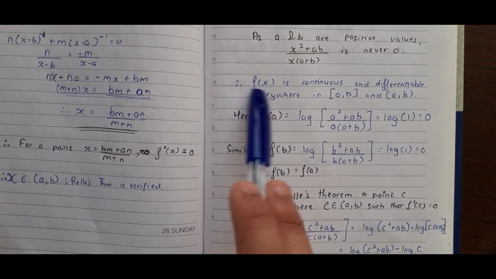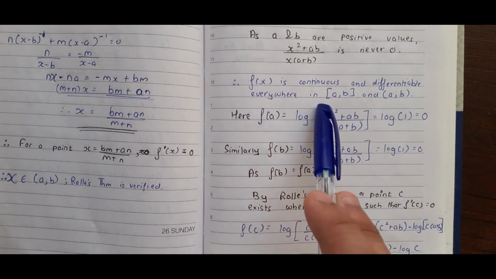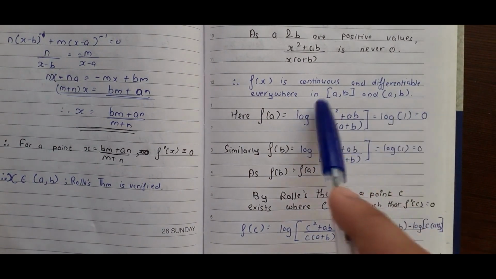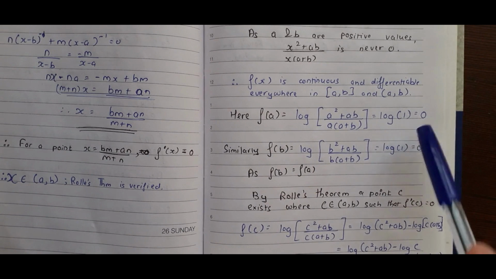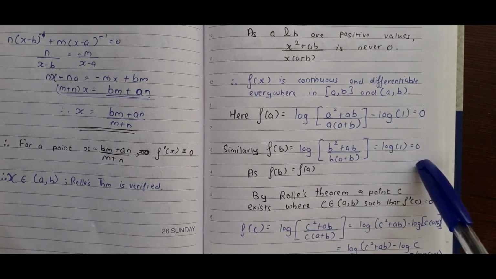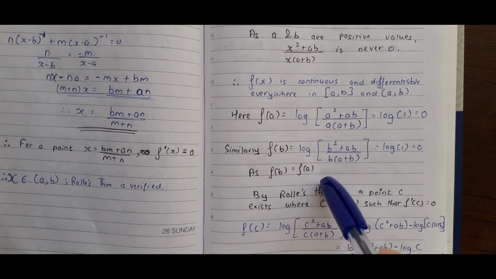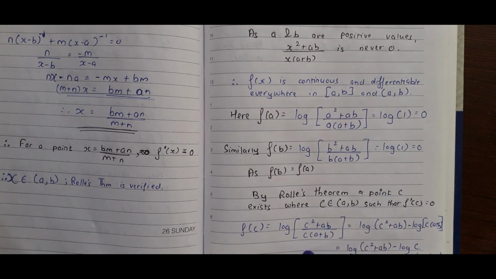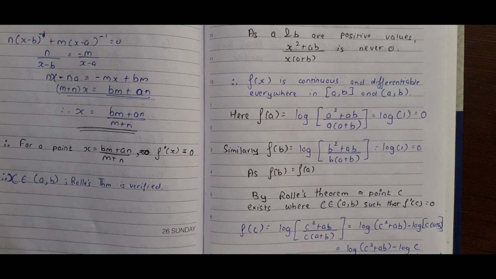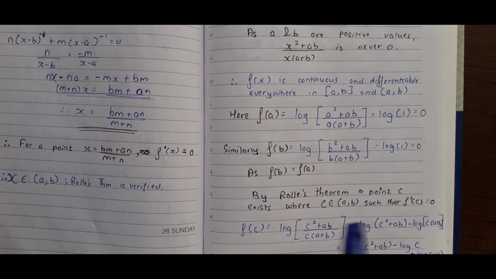So f of x is continuous and differentiable everywhere in [a, b] and (a, b), closed and open intervals. So we take f of a, we get log of 1 which is 0, f of b log of 1 which is 0. We get f of b equals f of a. So by Rolle's theorem we know there will be a point c where f dash of c equals 0. So we take this, we substitute x with c.